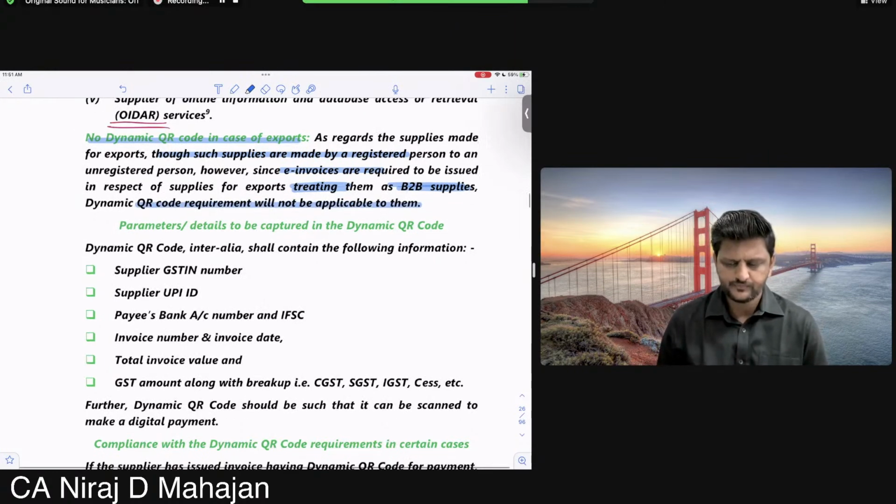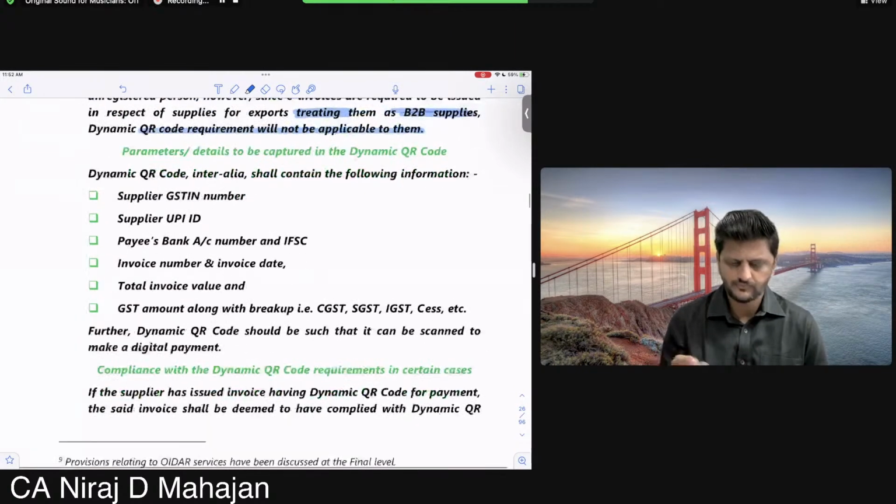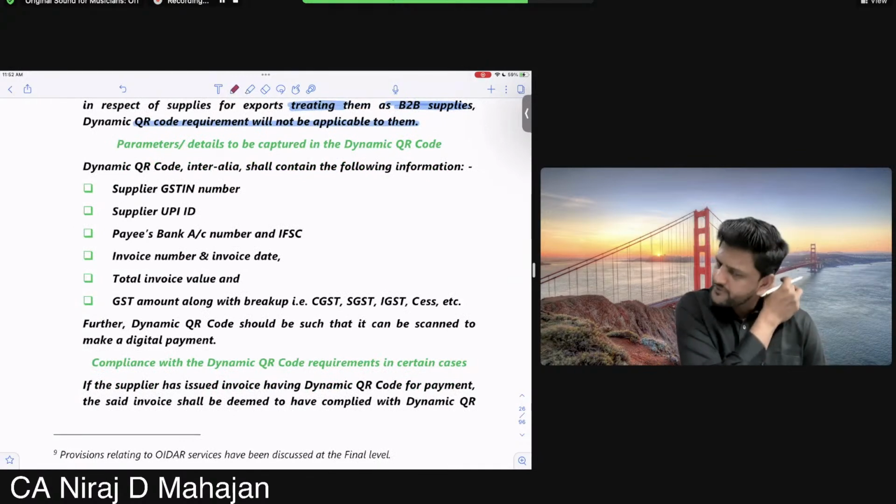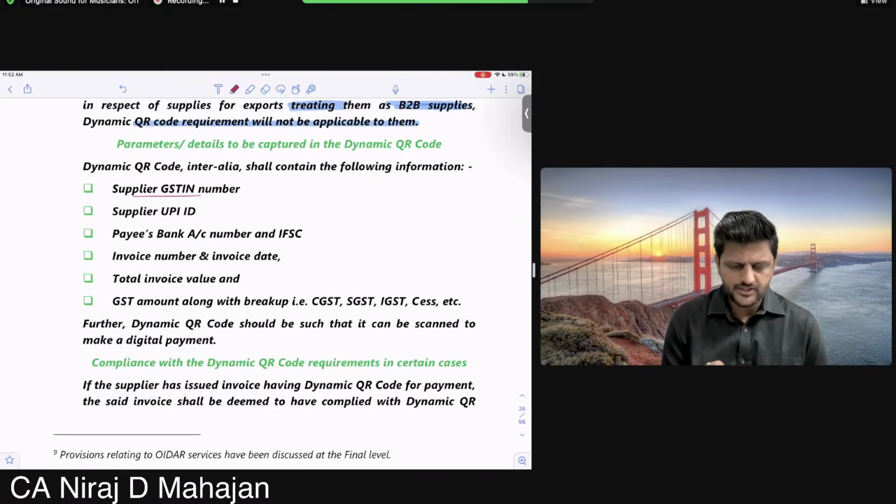Okay. Check here. What will be there in the dynamic QR code? Supplier GSTIN, supplier UPI ID, payee, recipient, supplier's bank account and IFSC, invoice number and invoice date, total invoice value, and GST amount breakup. Okay.